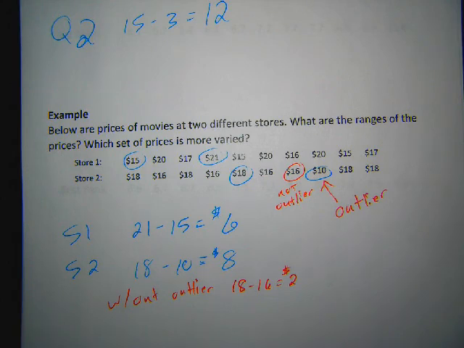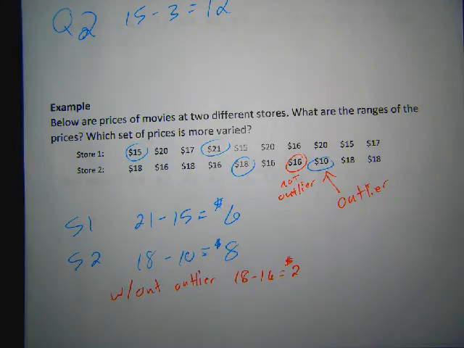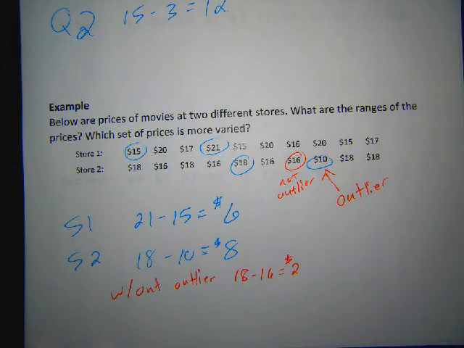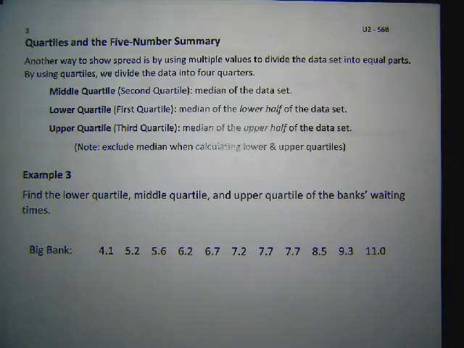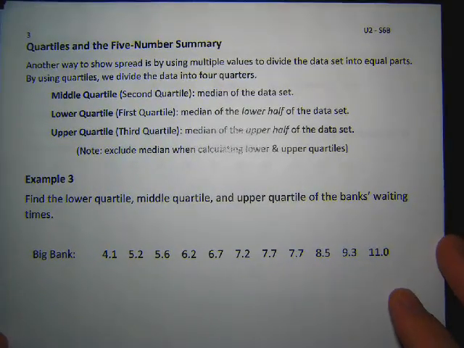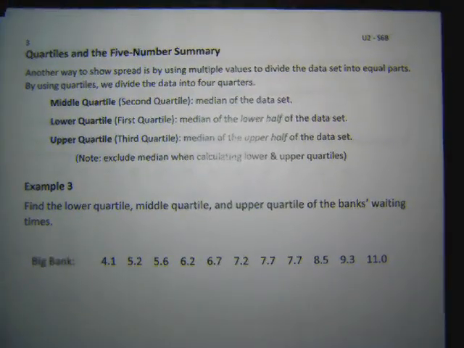So range, although it's a quick and easy way to talk about spread, it's not a very useful way in real life. Statisticians wouldn't use it very often because of the outliers. It would mess up a lot of data, because there's a lot of data where you'll have one or two outliers, and just that one outlier will destroy range. So instead, we use other measures. One of those other measures is quartiles and the 5-number summary.